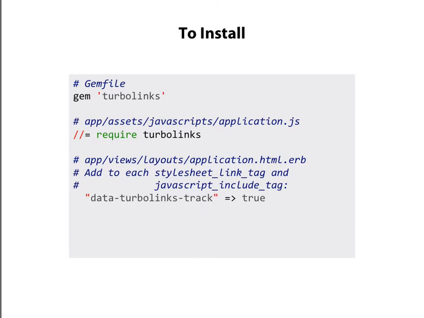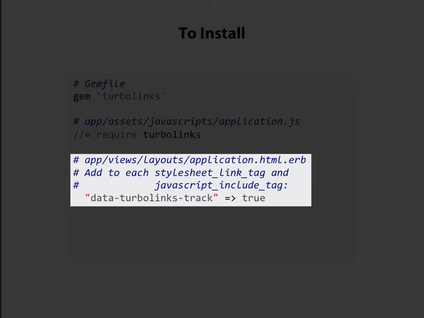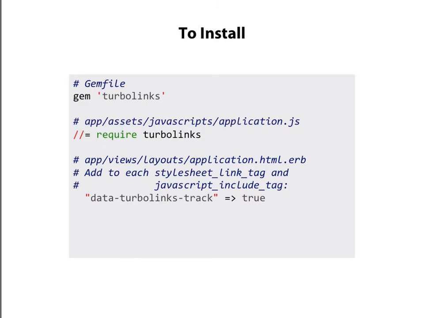The last step is to add data-turbolinks-track true to every stylesheet link tag and JavaScript include tag that you have in your layouts. This adds a data attribute to the link or script element that helps Turbolinks determine when it has to do a full page reload because assets have changed. I'll go over that in more detail in a minute, but first let's go ahead and implement this in our application.